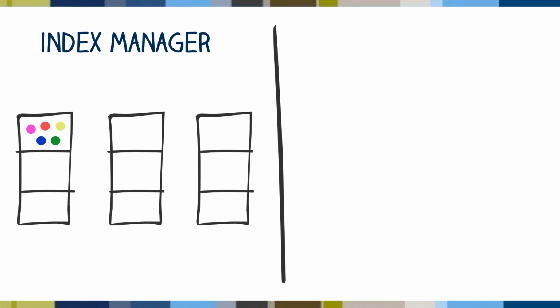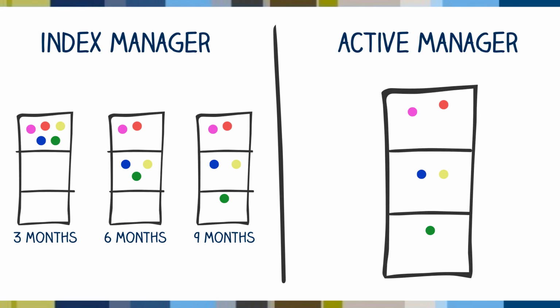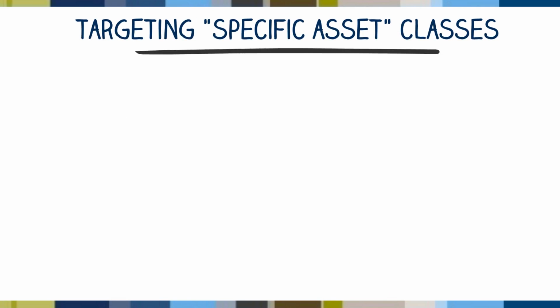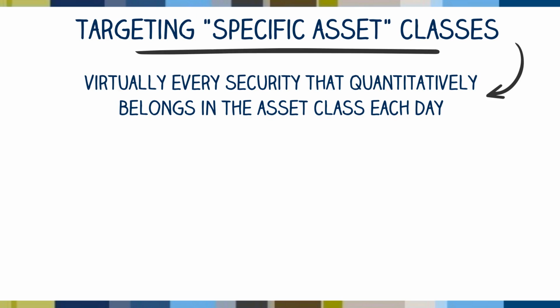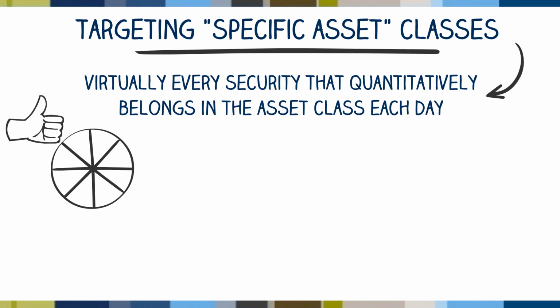In both cases, an investor planning to consistently own specific asset classes is getting something else. The index manager loses some of the asset class every day because the publisher only updates their list at certain intervals, while the active manager has relatively few constraints on which asset class to focus on from day to day. Academic research suggests the investor may be better served by funds and managers targeting specific asset classes, those who hold virtually every security that quantitatively belongs in the asset class each day. This enables the investor to get the results of their desired asset allocation more consistently.